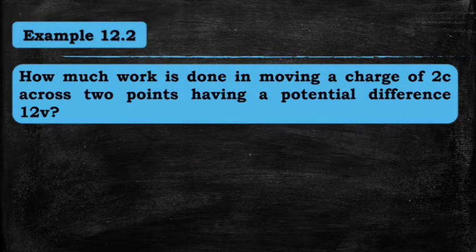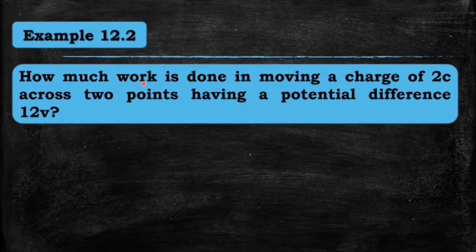Let us solve an example. It's 12.2. How much work is done in moving a charge of 2 coulomb across 2 points having a potential difference of 12 volt? They are asking how much work is done, that is W we must find. They have given a charge of 2 coulomb, and the potential difference is 12 volt. We must find the work done.